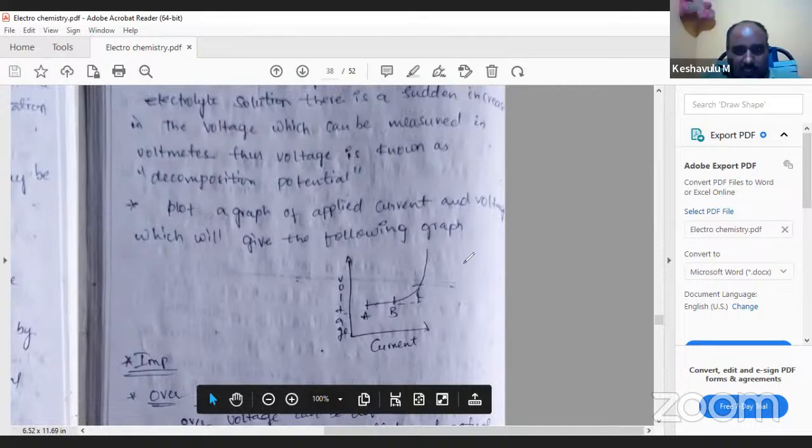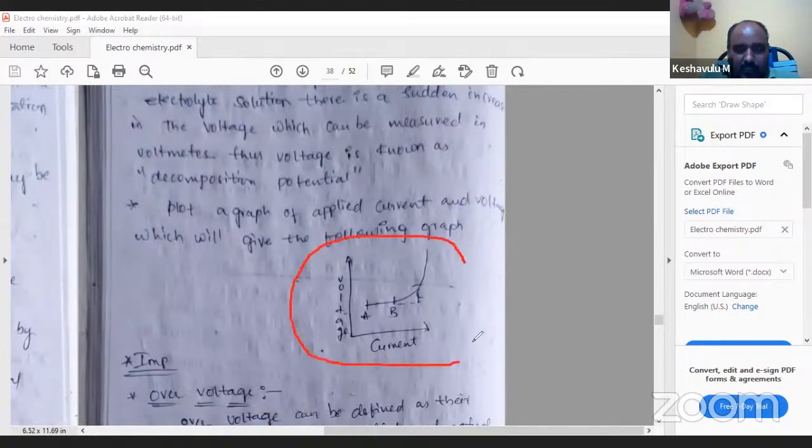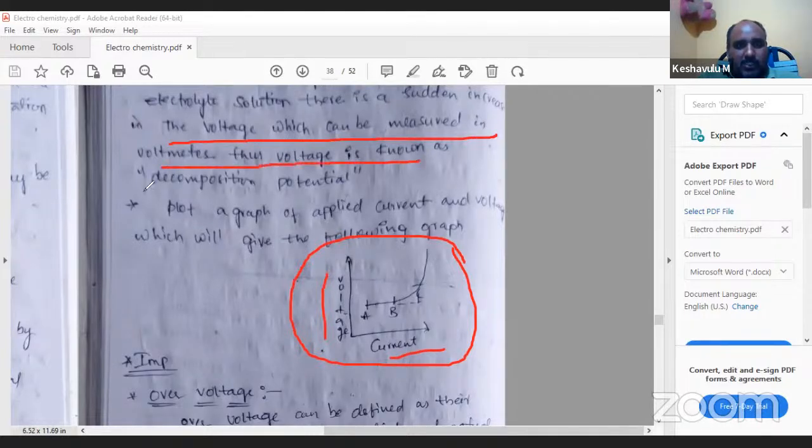Okay, so this is the diagram. When the experimental setup is there, we get current and voltage values, and we can plot the graph between current and voltage. The voltage which can be measured in the voltmeter becomes known as the decomposition potential.